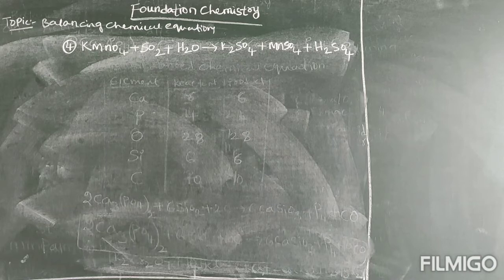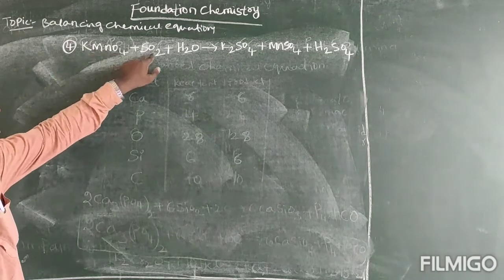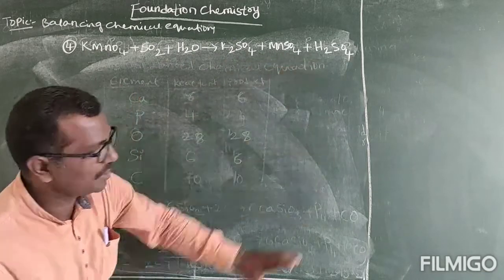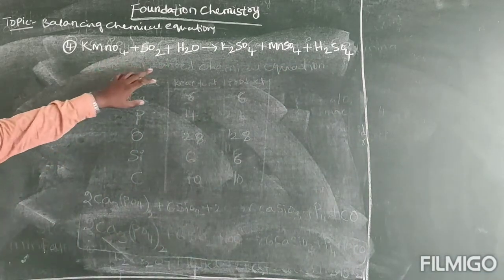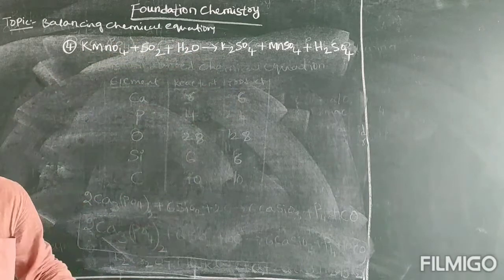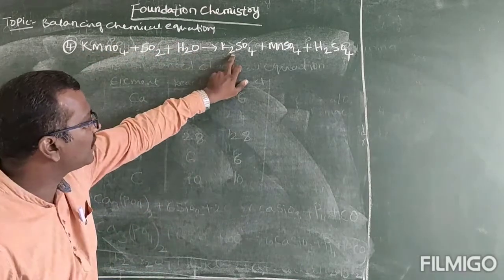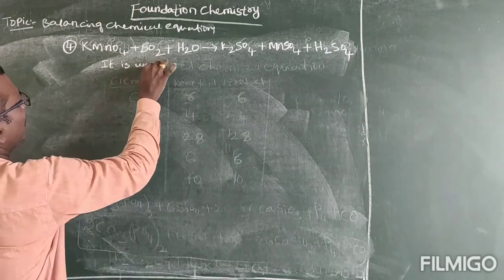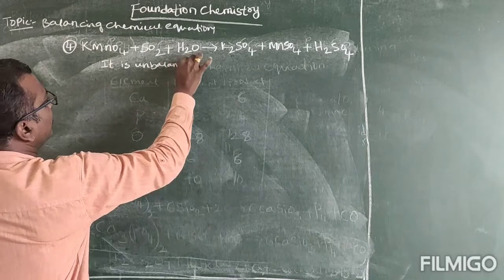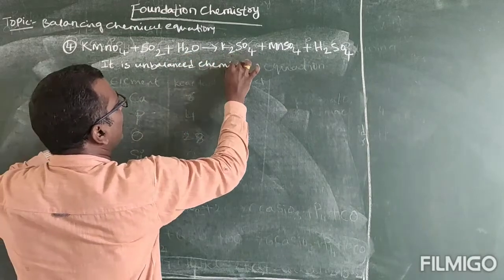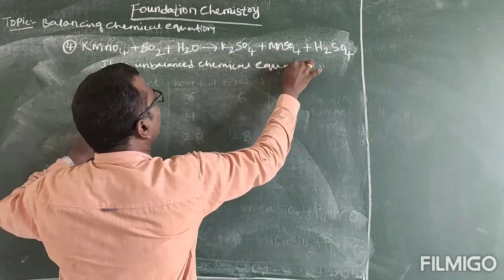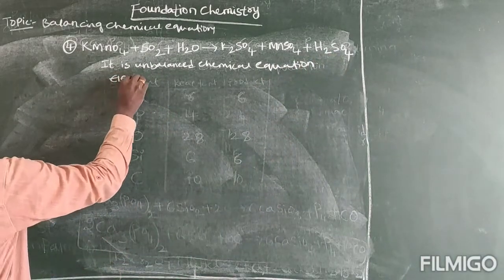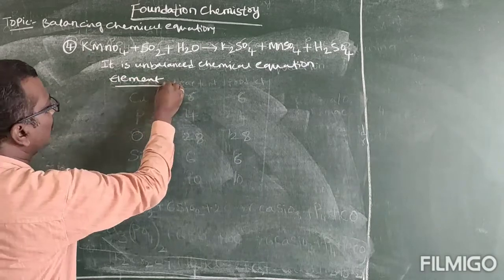The next equation, KMnO4 plus SO2 plus H2O gives rise to K2SO4 plus MnSO4 plus H2SO4. So now what we have to do, first check whether it is balanced or not. Here 1 K is there, here 2 K is there. So it is an unbalanced chemical equation.